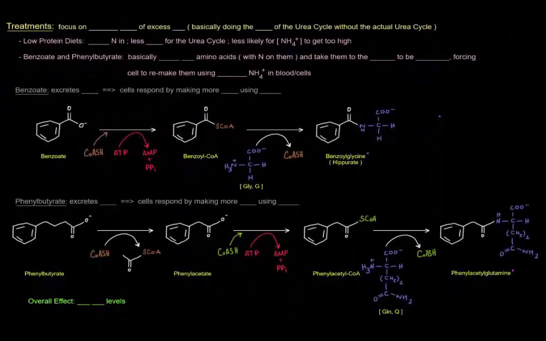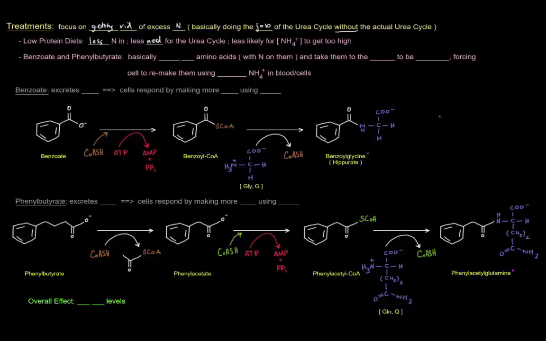Basically, when it comes to these treatments, they focus on getting rid of excess nitrogen, which is basically doing the job of the urea cycle without the actual urea cycle. So one treatment option is low protein diets. The idea behind that is simply that there's less nitrogen intake, right? Which means there's less of a need for the urea cycle, which means it's less likely that ammonium ion concentrations will get too high.